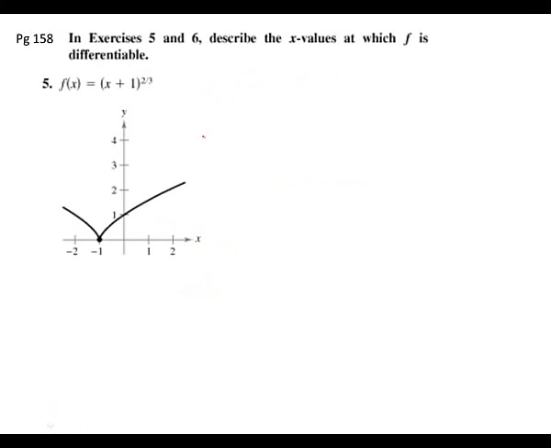All right. Looking at number 5, we're supposed to describe values at which it is differentiable. Okay, so probably describing it the opposite way is almost just as good. Where are the places that it's not differentiable? Why at -1? It's a sharp turn, right?